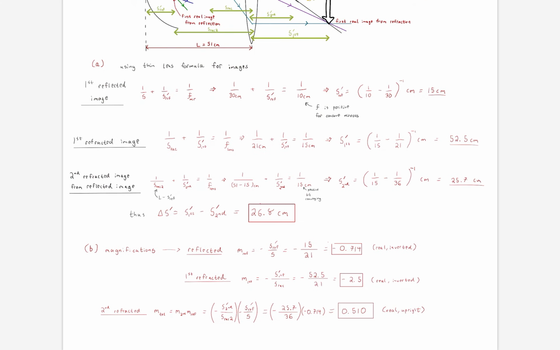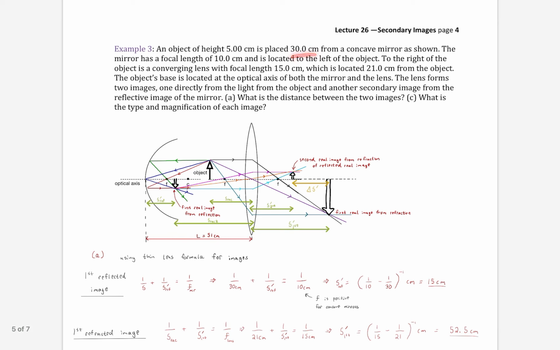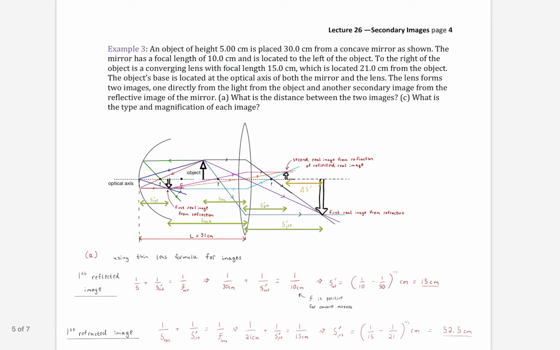All right. So let's do our final example. And do note that we didn't end up actually using the height here. We only compared magnification values. So it didn't really matter that it was 5 centimeters tall. It could have been just a height h.